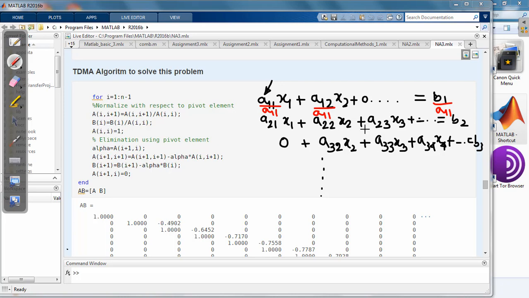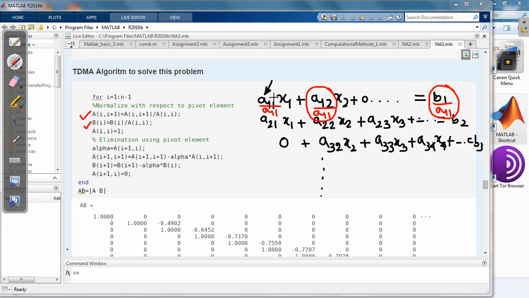So if you divide by the pivot element, then what this term will become is a12 divided by a11. So that has been done here. You see that I comma I plus 1. So when I is equal to 1, it is basically a12. So this particular term is a12 divided by a11. And what will be this term? This b1 will be replaced by b1 by a11. So that is this equation, this line.